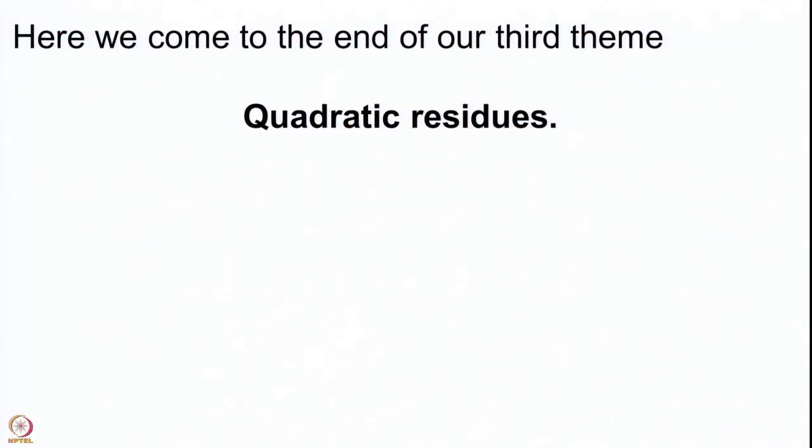The Legendre symbol, Jacobi symbol and Kronecker symbol can be studied, and there are relations of these with character values, the Dirichlet L function and so on, which we are not going to discuss in this course. With this we come to the end of our third theme, which is broadly called the theme of quadratic residues, where we determined whether a certain integer is a square modulo a prime p or not using various other things.